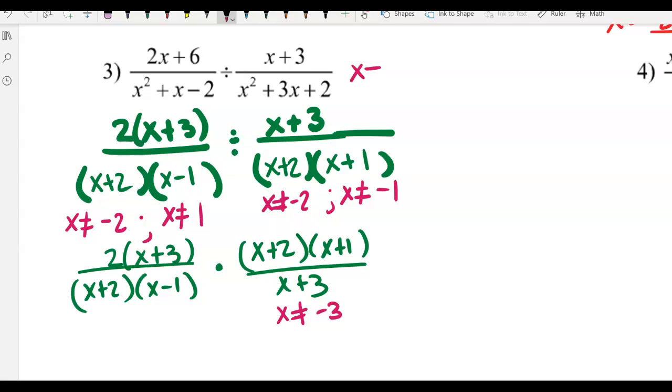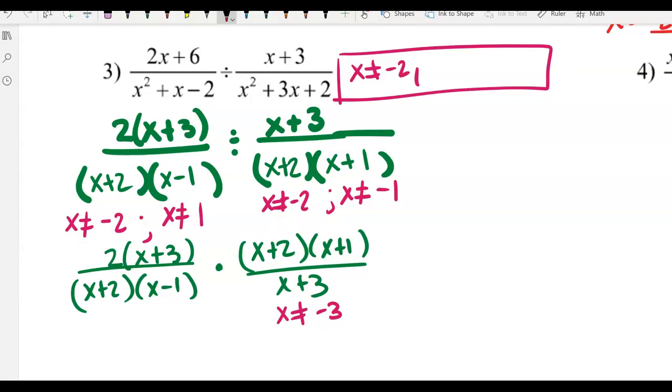So right now, let's box it all up before we forget. What are all the values that x cannot be? -2, comma, 1, comma, -1, comma, -3. Notice how we don't write -2 twice, okay?